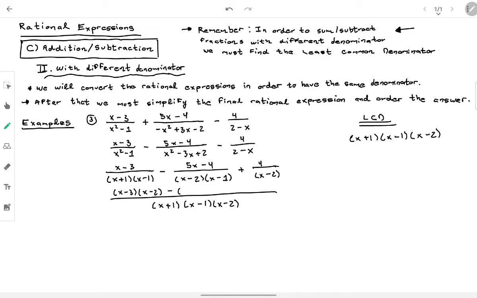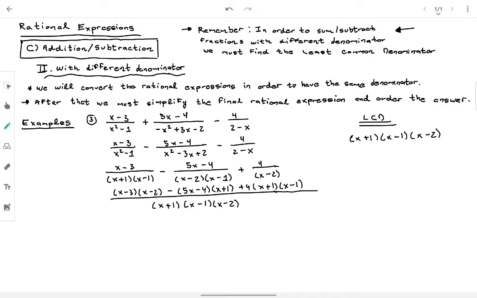Then it's going to be minus 5x minus 4. The one that is missing here is going to be x plus 1. And finally, it's going to be plus 4. Here we have 2 that are missing, x plus 1 and x minus 1. So we need to make our multiplications. If we remember special products, it's going to be easier. If not, we can make the whole multiplication on all of them.